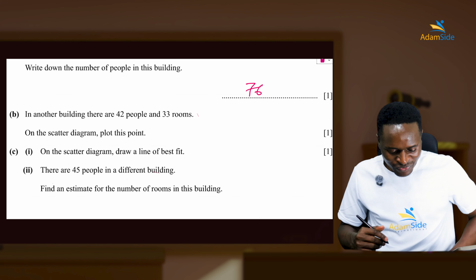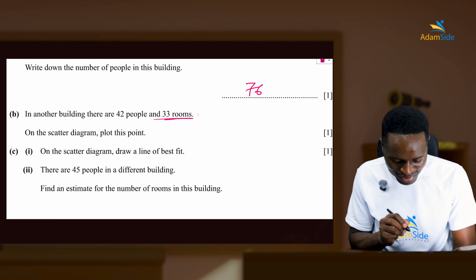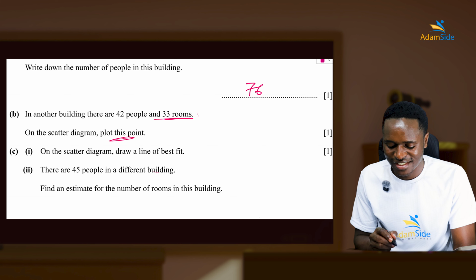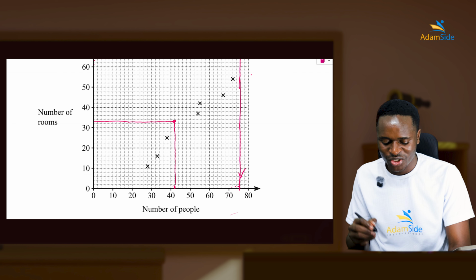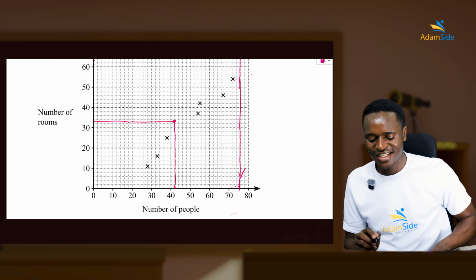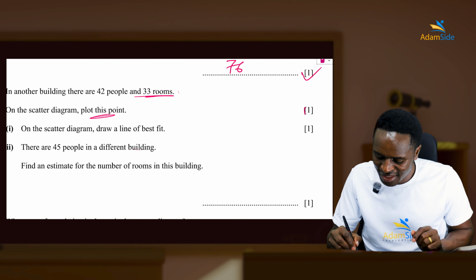Then in another building there are 42 people and 33 rooms. On the scatter diagram, plot this point. We have a line here, so 42. So our point will be here at the center. This is the point 42, 33. Correct. Then you get a mark there, and a mark there.